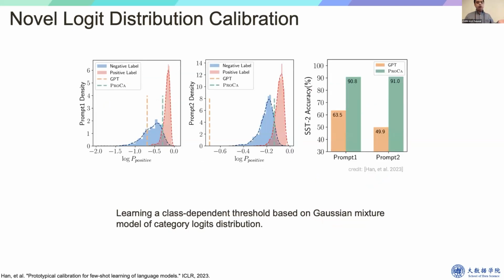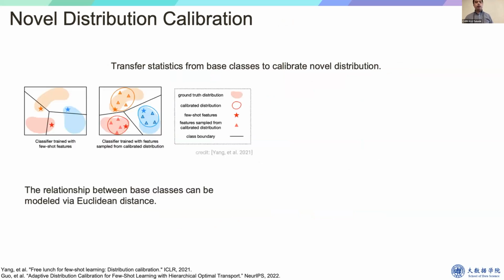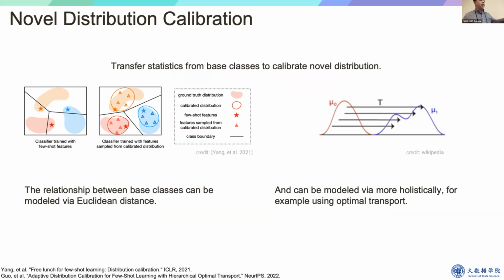Another way to calibrate is that for some tasks, different classes may require a different threshold instead of a simple 0.5. Hence, we can also calibrate the probability of novel classes via a Gaussian mixture model. And we can also calibrate the distribution of novel data with the help of base data. This can be achieved with a Gaussian distribution assumption of each class. Then we can adopt samples from the base classes that are similar to the novel classes to help estimate the Gaussian parameters. Or we can use a more complex optimal transport model to benefit such calibration.